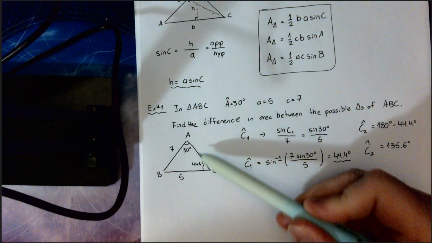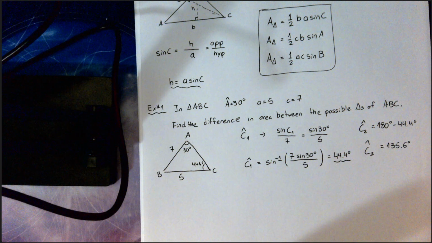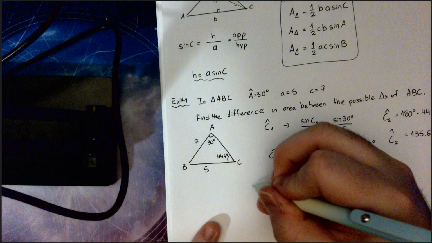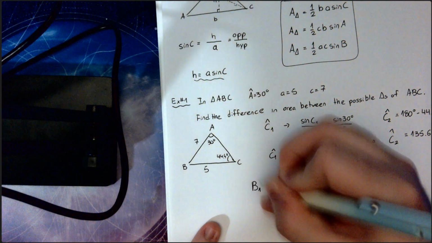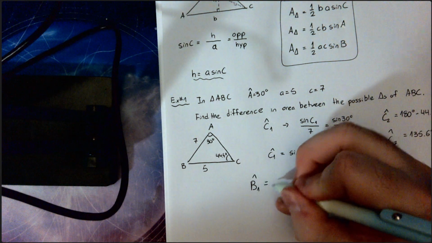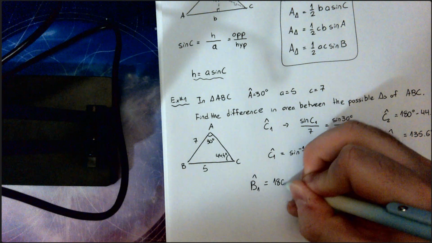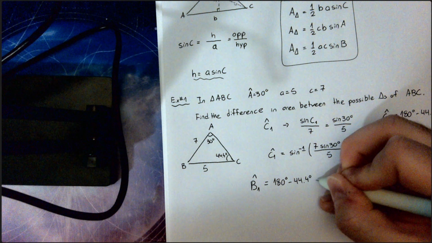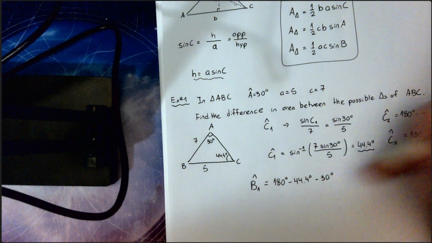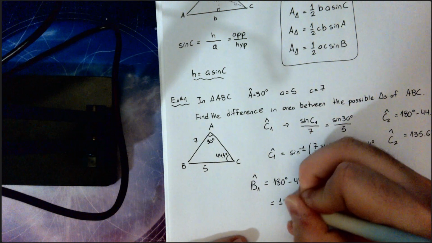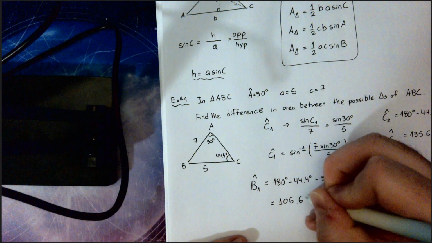So I still don't have all the information I need, right? Neither one of these angles is the one contained, but now it's super easy to find angle B, because angle B1 of course is the one I'm going to do first, is just 180 minus both of these angles. So 180 minus 44.4 minus 30. Okay? And that's going to give me my answer of 105.6 degrees.